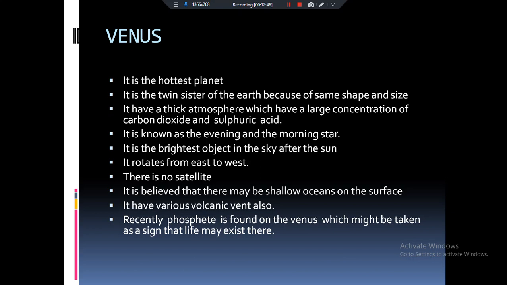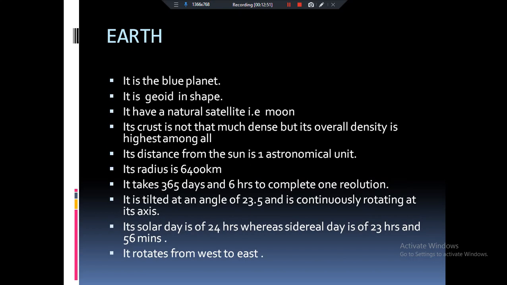That's why it is known as the evening star. Now coming to our Mother Earth, which is also known as the blue planet of the solar system. This is because 2/3 of the surface of the Earth is covered with water. That's why if we look at the Earth from the universe, it will look blue in color, and also it is rotating about its axis, which takes 24 hours to complete one rotation.